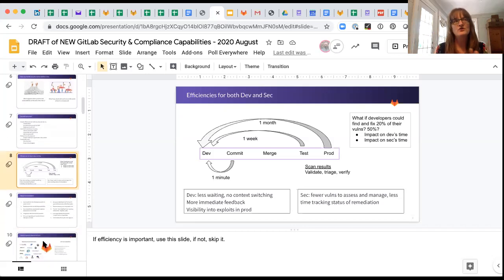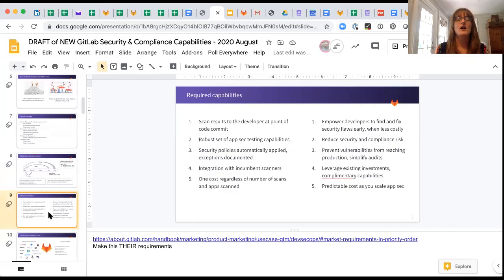So I wouldn't show this, and this is an MVC slide. I promise I'll make it prettier. But I wouldn't show this to everybody, but if efficiency is important to them, it's certainly worth bringing up. By the way, this deck is meant for you to be customized.